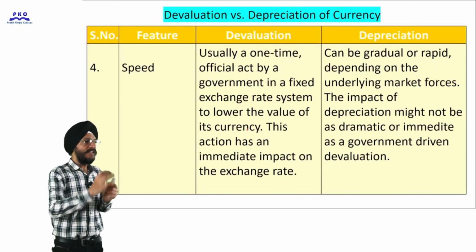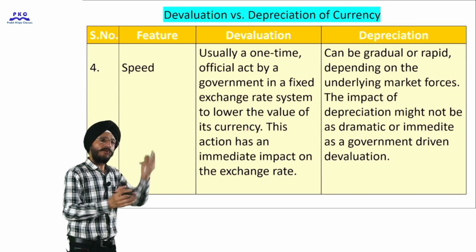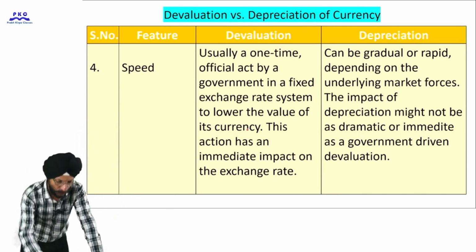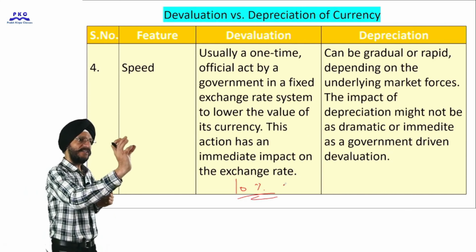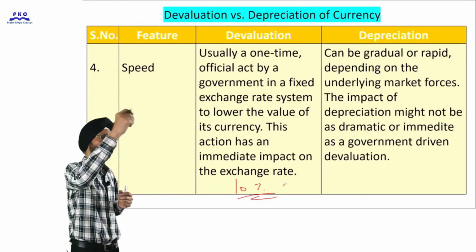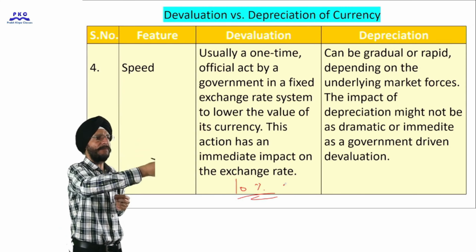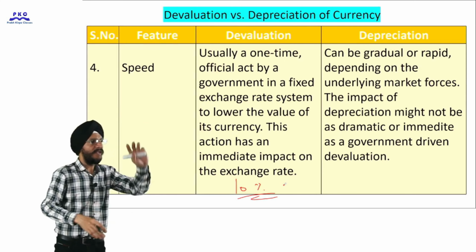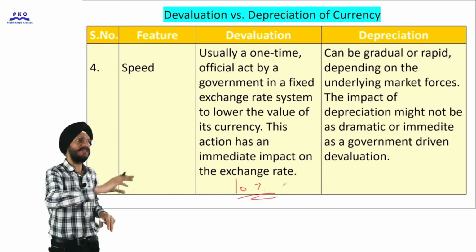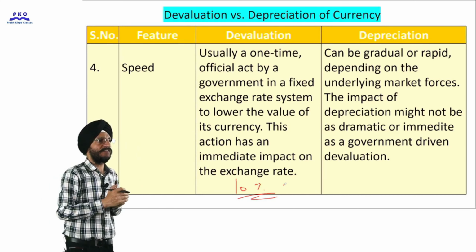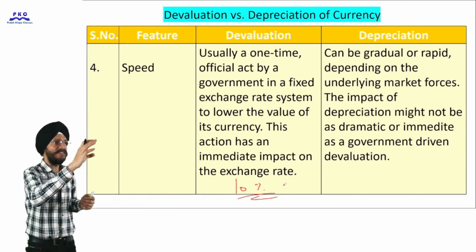Speed. Devaluation is a one-time exercise. The government may have decided that it wants a 10% reduction in the value of the currency. It is a one-time decision. The government of the country may decide any percentage, 1%, 2%, 3%. And this is a one-time devaluation of the currency, a one-time reduction in the value of the currency. This action has immediate impact.